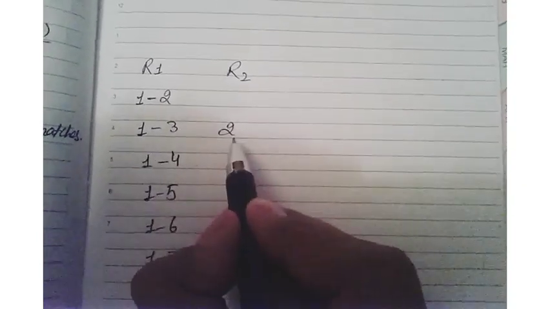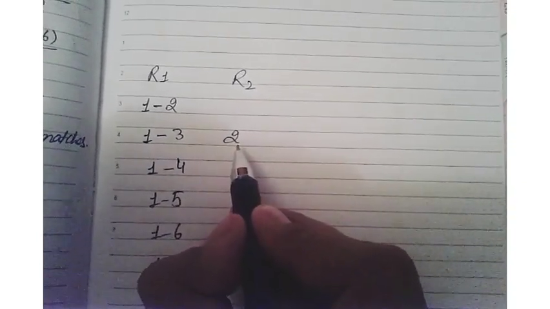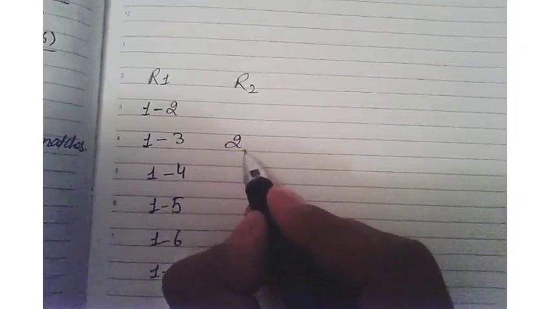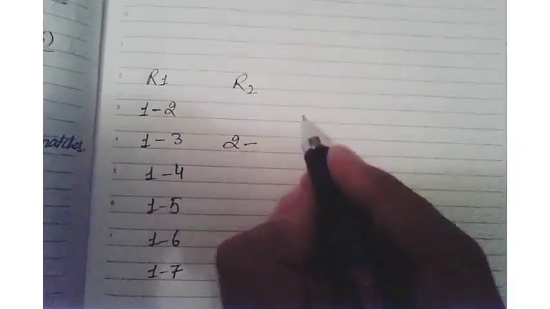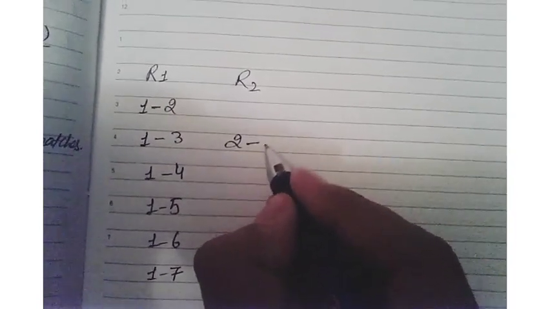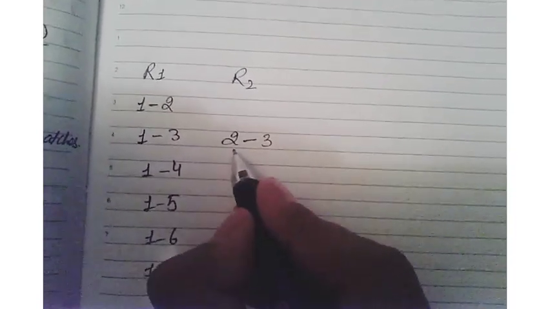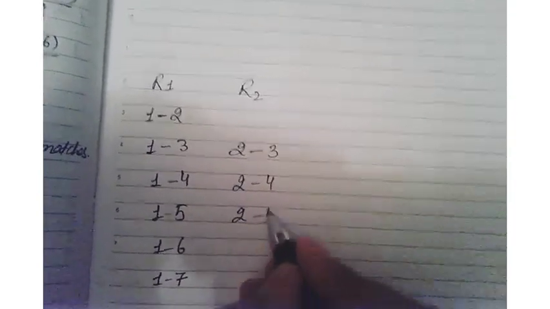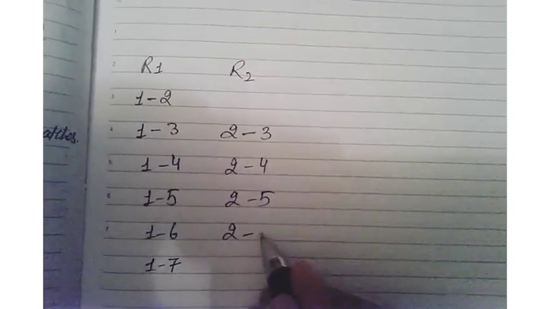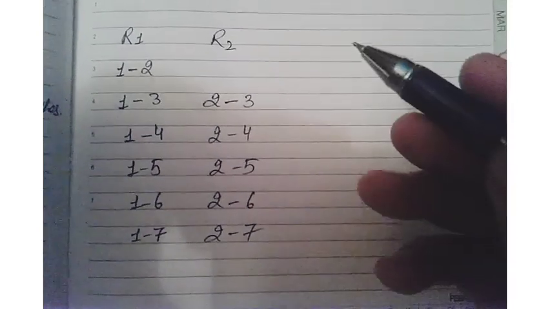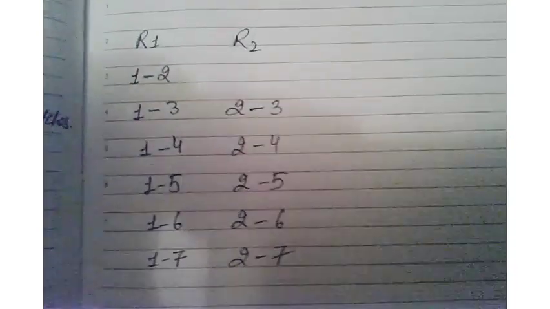Now in round 2, as team number 2 already had a match with team number 1 in the first round, as you can see here, these teams will not compete in this round. So it will be followed by the match between team number 2 and 3, right? As teams 2 and 1 already had a match. So the next match will be between 2 and 4, then 2 and 5, then 2 and 6, and 2 and 7. Right, so let's move to the third round.